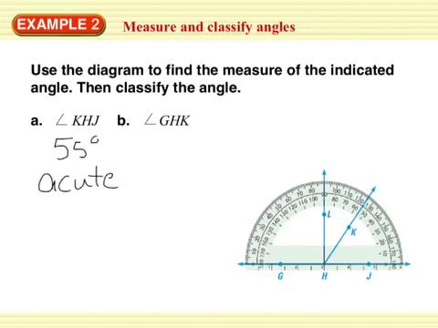All right, GHK. So we start at 0 here, and we read it over here. We're not going to read the small number, we're going to read the big number. So we go from 0 to 125. That's bigger than 90 degrees, so it's obtuse.